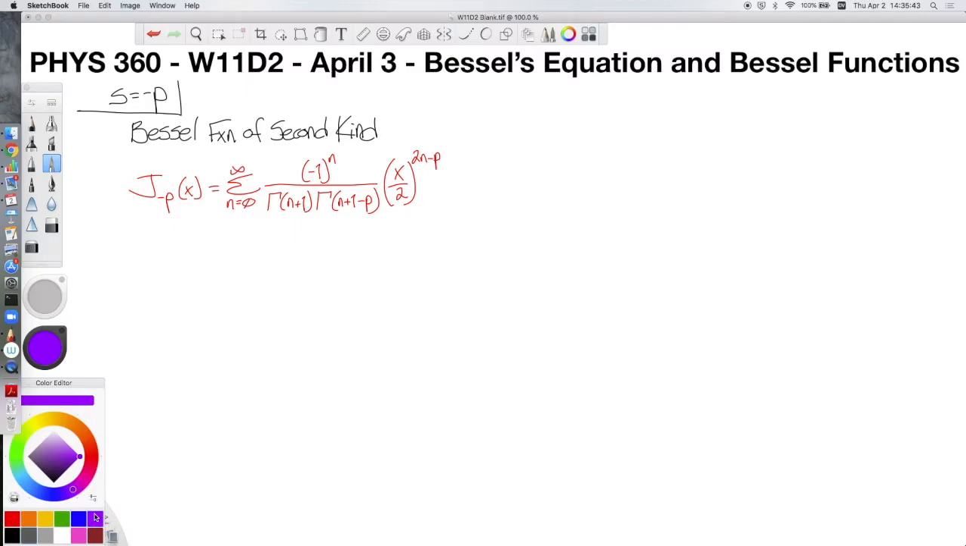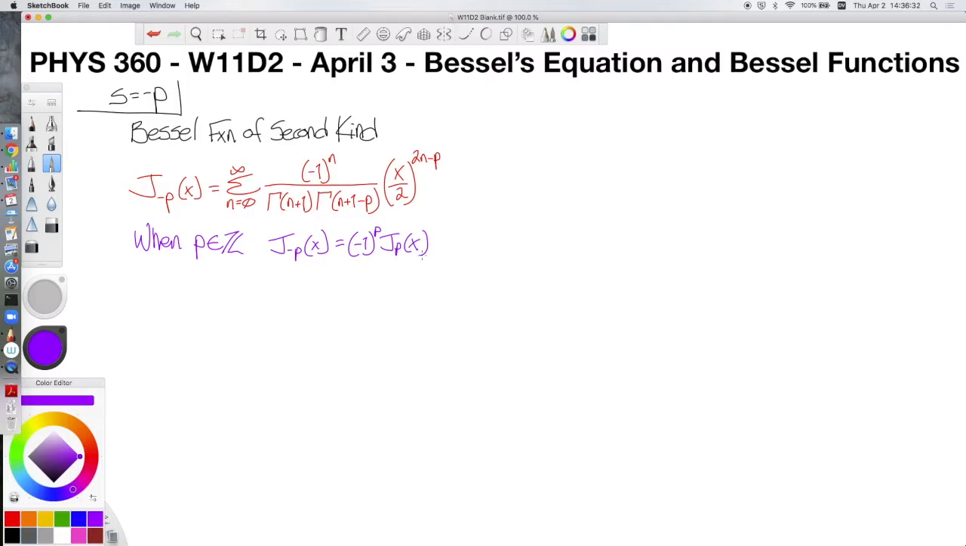It's important to note that the relationship between J sub p and J sub minus p is actually pretty straightforward when p is an integer. J sub minus p of x equals negative 1 to the p power times J sub positive p of x. So this means when p is an even number, J sub p equals J sub negative p. And when p is an odd number, J sub p equals negative J sub negative p.